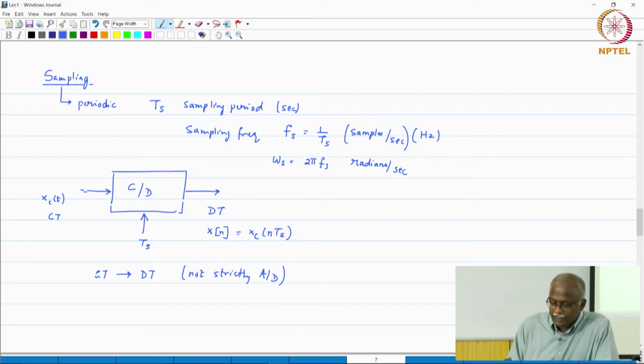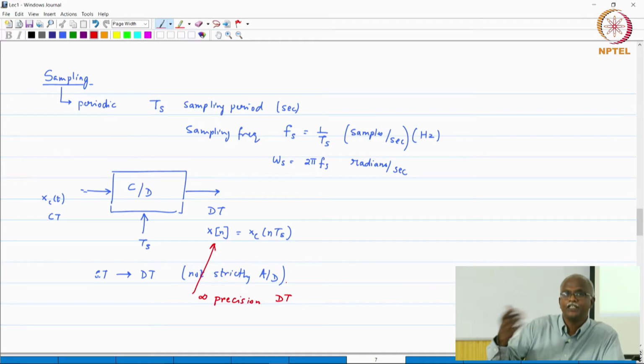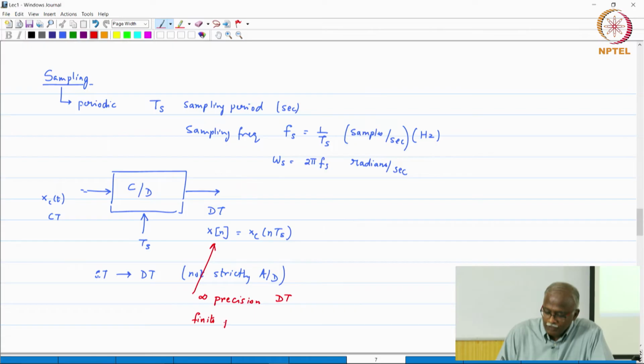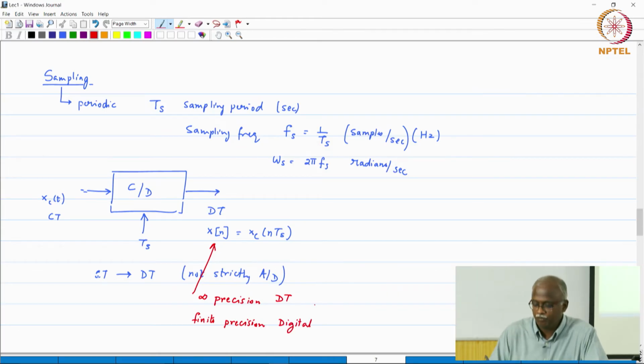Okay. So, the reason we want to make this distinction is that you can go from continuous time to discrete time without quantization of the signal. So, basically if x of n has infinite precision, then we call it exactly a discrete time version of the continuous time signal. It is not quantized. If, however, you have a finite precision, then it becomes a digital signal represented in terms of a finite number of bits. Okay. So, A to D is analog to digital.